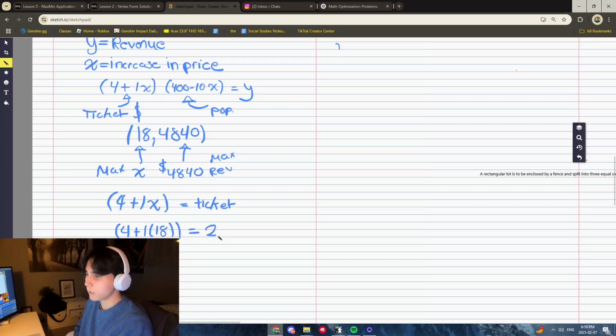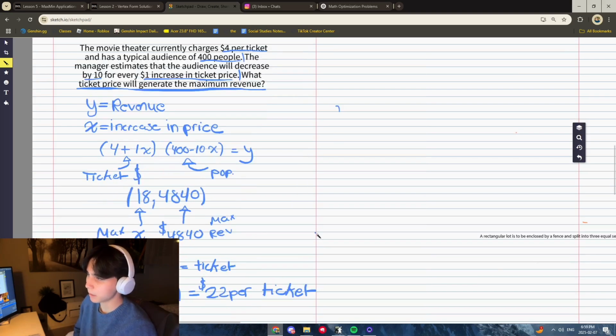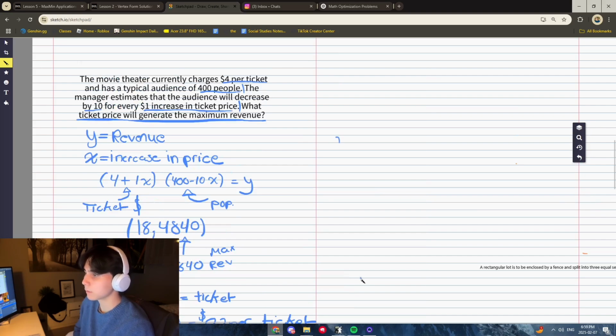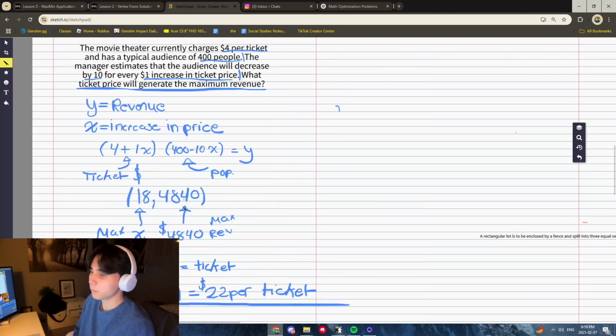And you're going to get $22 as your final answer, or $22 per ticket will be the optimal price to maximize revenue. And I know this question isn't asking for the max revenue, but this would be your max revenue. So the y value of your vertex would be the maximum revenue. So at $22 per ticket, you will have a max revenue of $48.40.